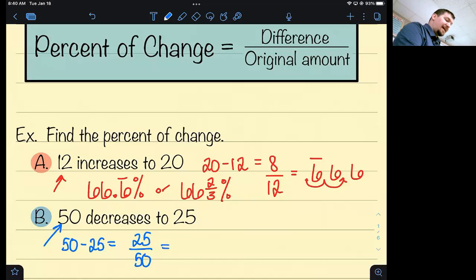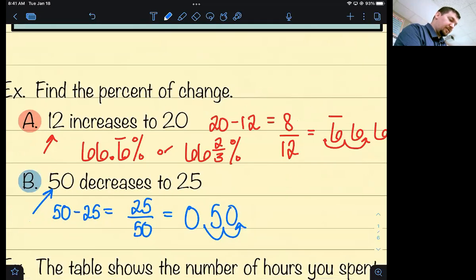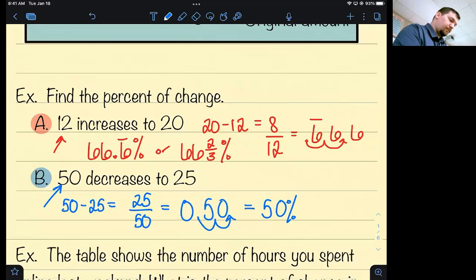Now I'm going to divide this and get a decimal. Caden, what do you get when you divide 25 divided by 50? 0.5. Slide the decimal over 2 spots. What's that going to be as a percent? 50%. Good job. So we're just going to say 50%. That's a bad looking 5. That's how you find percent of change.